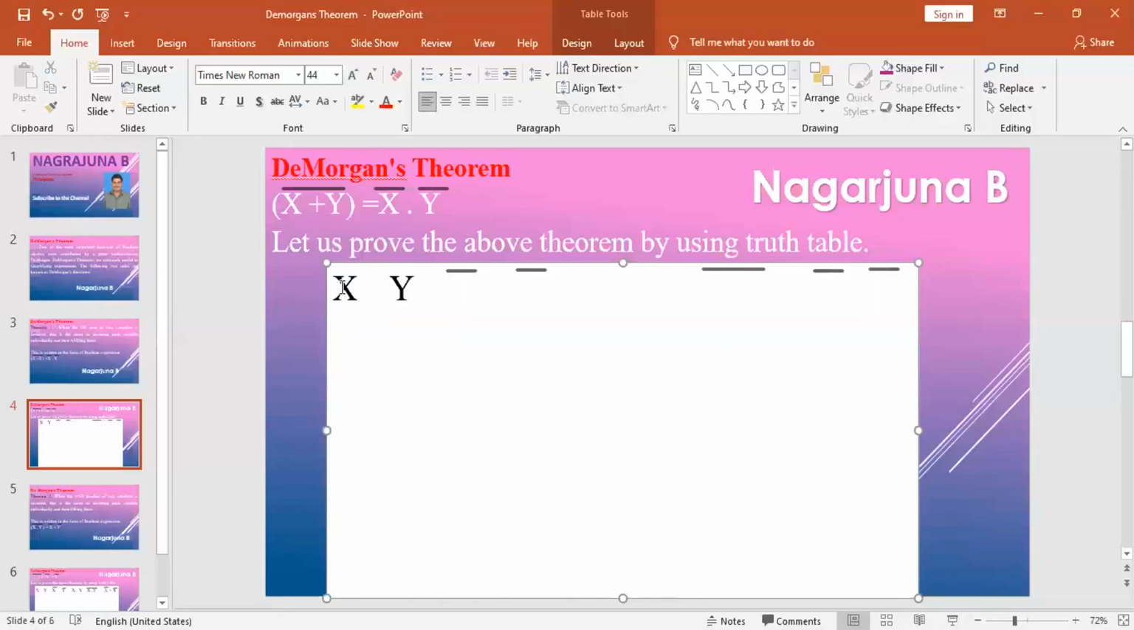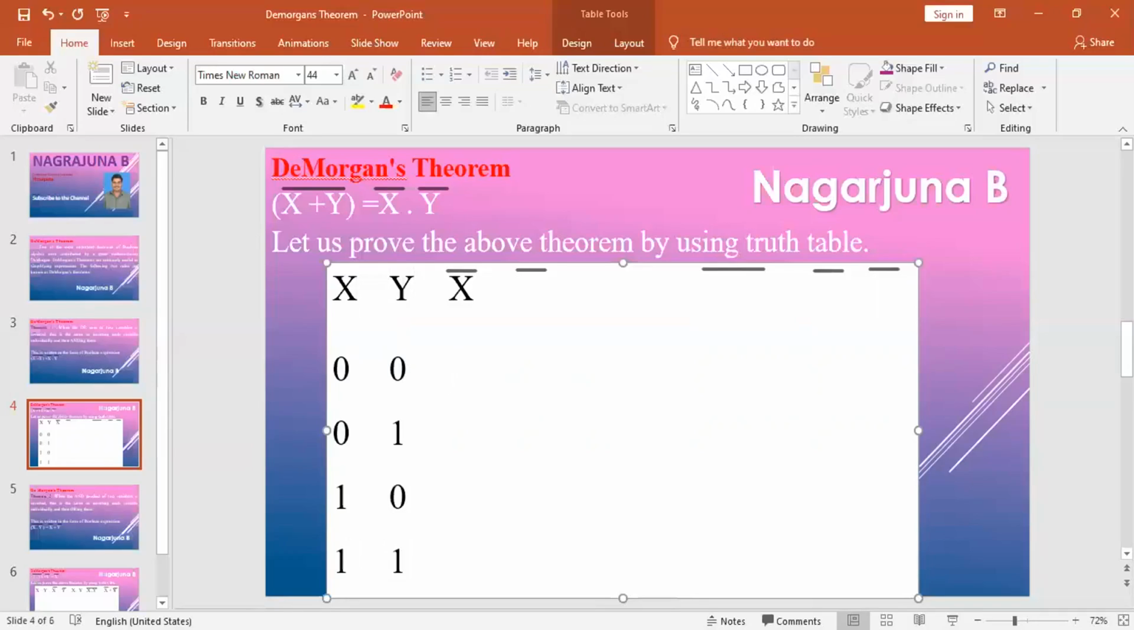So that means we can have 4 possible values. So x values we can use 0 0 1 1, and y value as 0 1 0 1. Next we need to find the x bar values. We need to find x bar values.